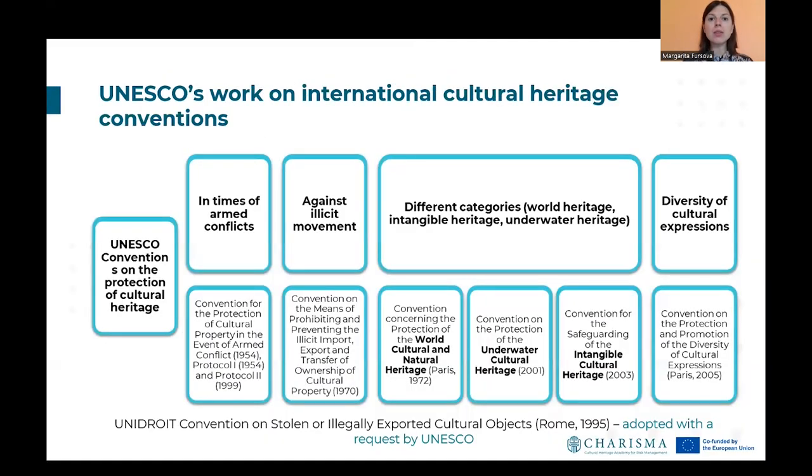In this slide, you can see the list of the UNESCO conventions related to cultural heritage. They cover different aspects, such as protection of cultural heritage in times of armed conflicts, against illicit movement, as well as protection of different categories of heritage: world heritage, intangible heritage, and underwater heritage. In some cases, as it happened, for example, with the UNIDROIT Convention on Stolen or Illegally Exported Cultural Objects, UNESCO contributes to the development of international treaties adopted within the framework of other organizations.